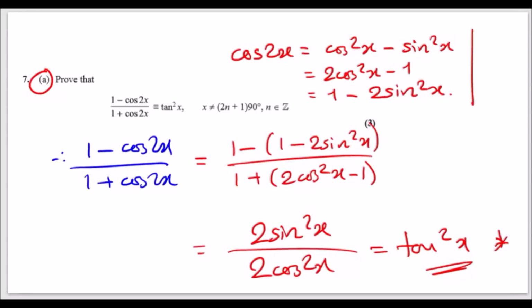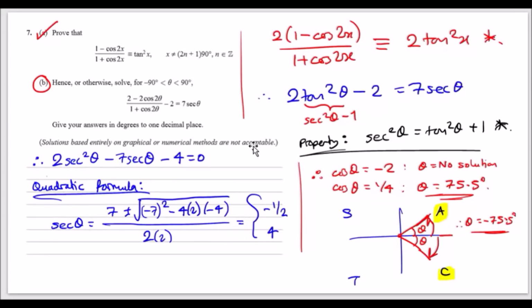Okay, next one, B. So hence or otherwise solve in degrees, by the way, so calculate in degree mode between 90 and minus 90 for this equation. Well, look at this equation again, it looks just like the first one, except this first one's been doubled, and of course they stuck in the theta. So what I did here is I factorized 2 out, so I got this term here, and realize now I've got tan squared x multiplied by 2, and there we go. So that's what I did.